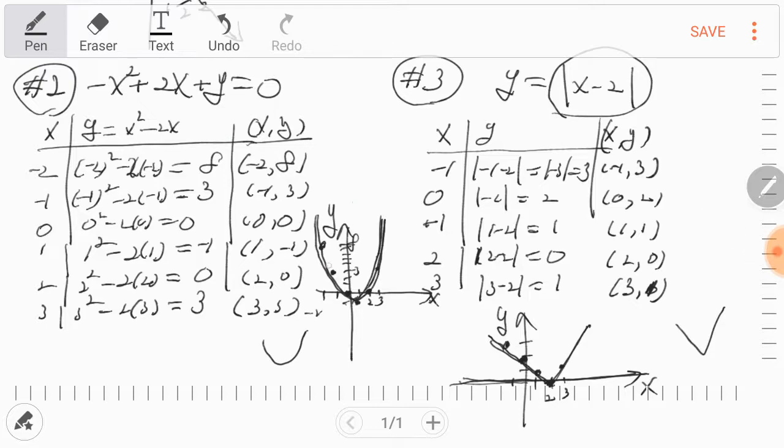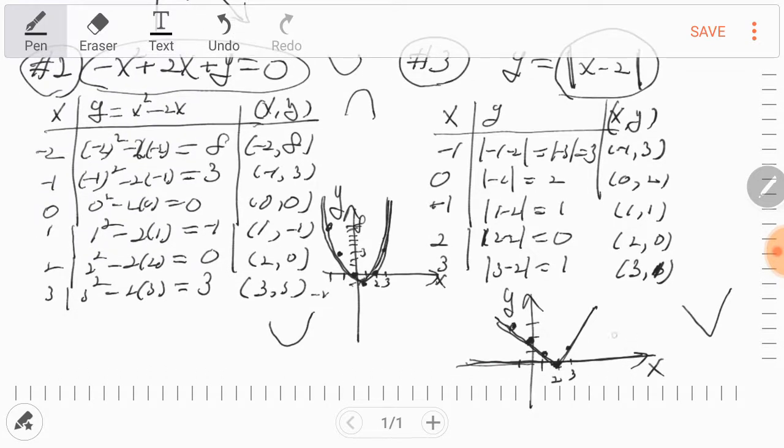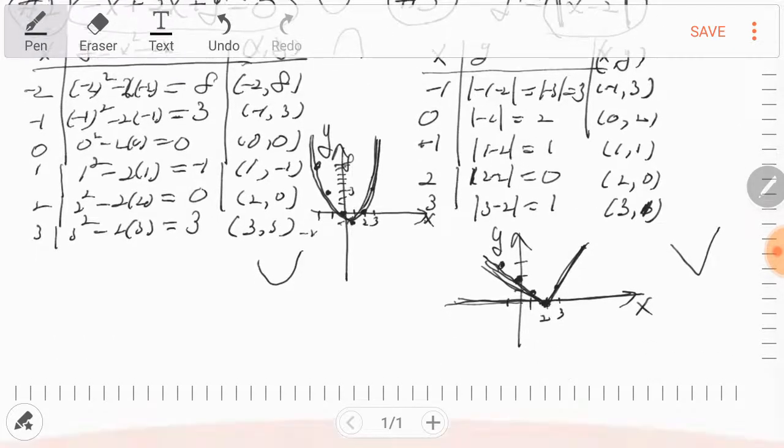Okay, the quadratic equation's graph is a U-shape. This is a linear equation, so the graph is a straight line, but it is reflected across the x-axis. So it will make a V shape. So actually this one goes down. If there's no absolute value, it may be a straight line like this. Straight line. Then reflect the line across the x-axis. So it will be a V shape.